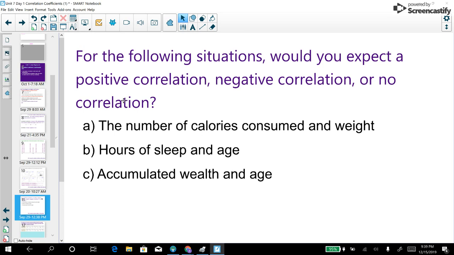So now, the following situations, how would you expect to find a positive correlation, a negative correlation, or no correlation? Number of calories consumed and weight. That's probably going to be a positive correlation because generally speaking, the more calories you consume, the more you are going to weigh.